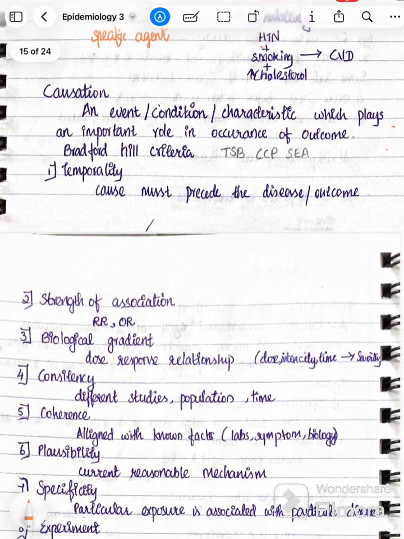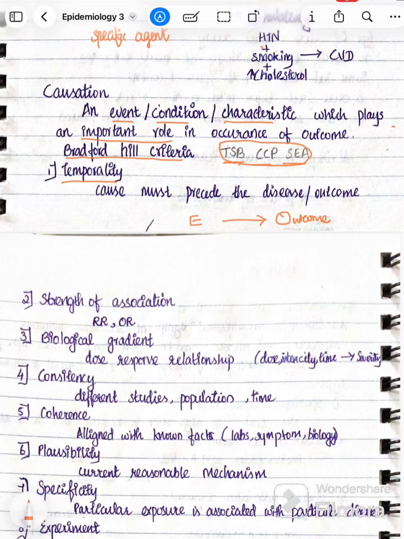Now, causation. Causation is an event or condition or characteristic which plays an important role in the occurrence of an outcome or disease. In observational studies, we can get association, but a causal relationship we only get from RCTs. So, to tell there is a causal relationship, the Bradford Hill criteria are used. First is T for temporality. The cause must precede the disease. So first there should be an exposure, and only then the outcome.